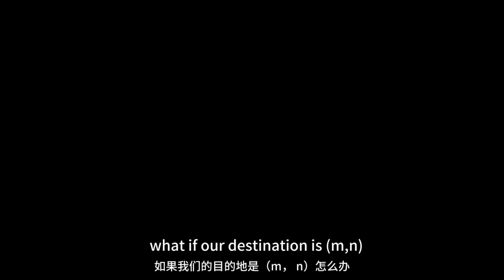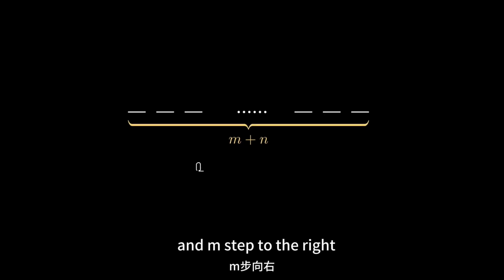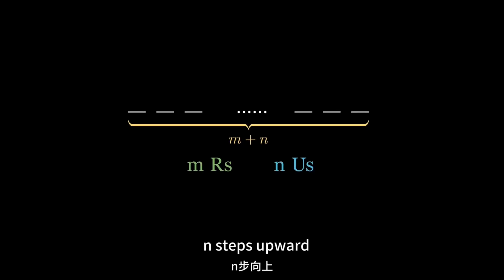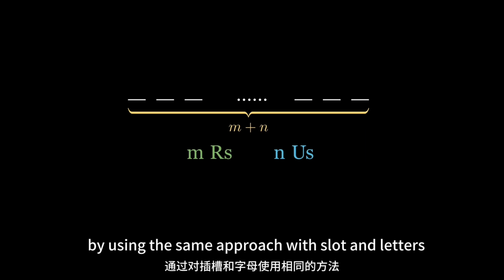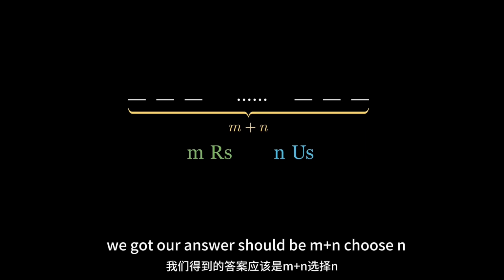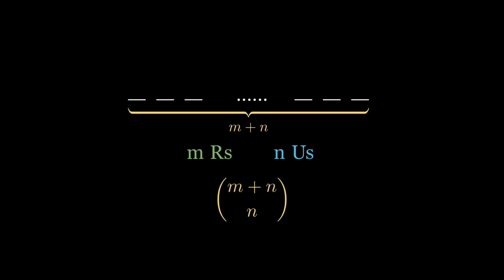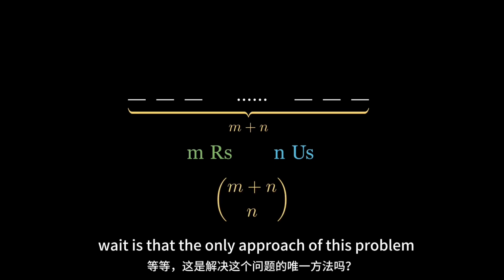Now let's generalize this type of problem. What if our destination is (m, n)? Similarly, the person moved m plus n steps in total, with m steps to the right and n steps upward. By using the same approach with slots and letters, we get that our answer should be m plus n choose n. Wait, is that the only approach to this problem?